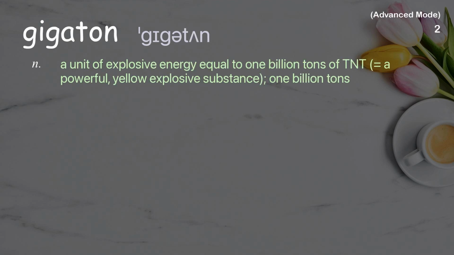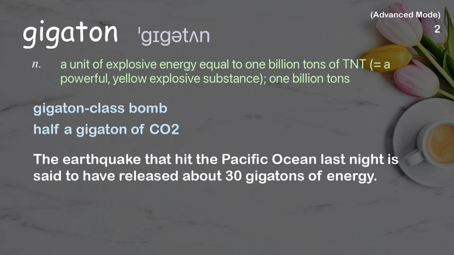Gigaton. A unit of explosive energy equal to 1 billion tons of TNT, a powerful, yellow explosive substance. Examples: Gigaton-class bomb. Half a gigaton of CO2. The earthquake that hit the Pacific Ocean last night is said to have released about 30 gigatons of energy.